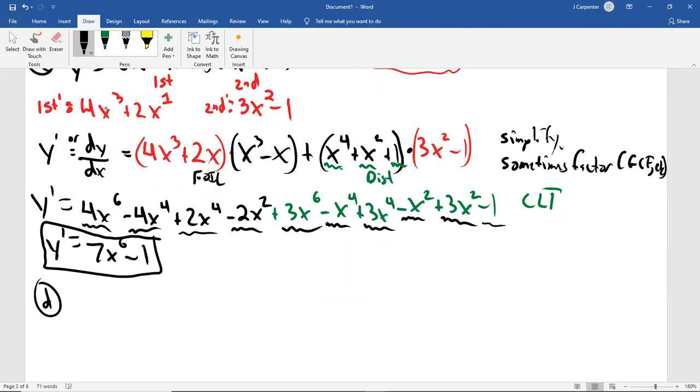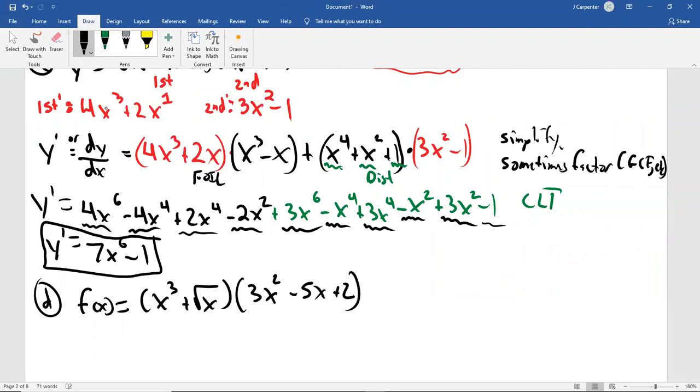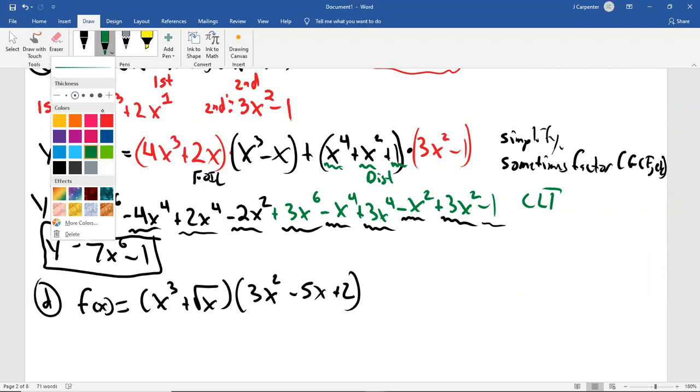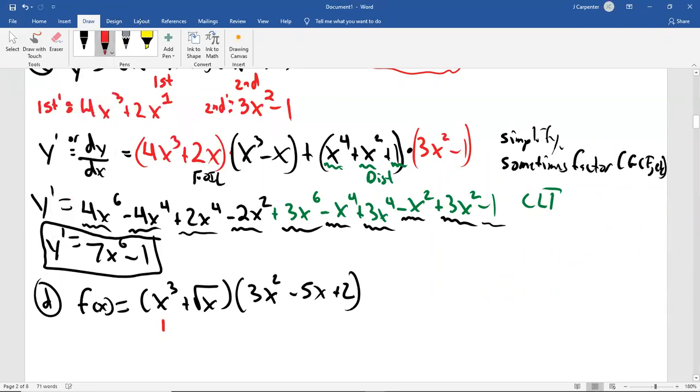So for D, which is my C, f of x equals parentheses x cubed plus square root of x, those are always fun, times 3x squared minus 5x plus 2. Okay, so if you're going with this whole first and second thing, and how you write things out doesn't matter to me, but I'd call the x cubed plus the square root of x the first, and the 3x squared minus 5x plus 2, I'd call that the second.